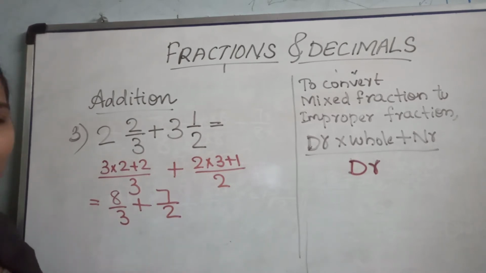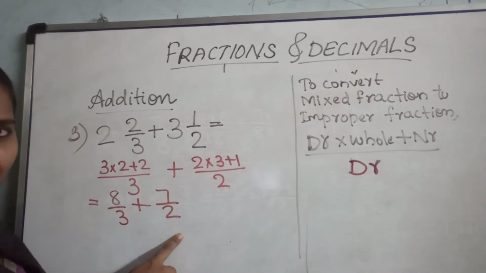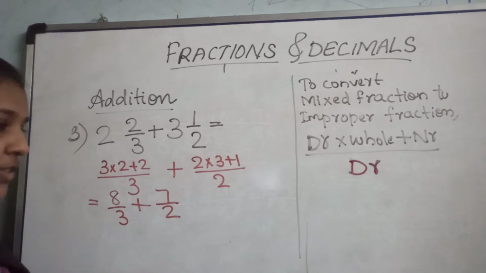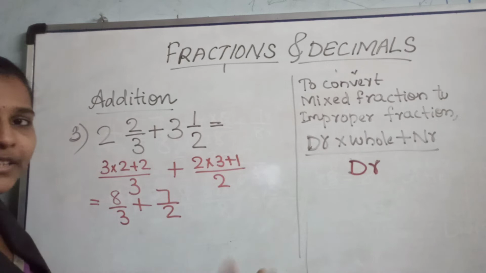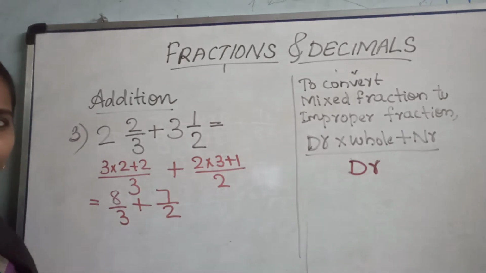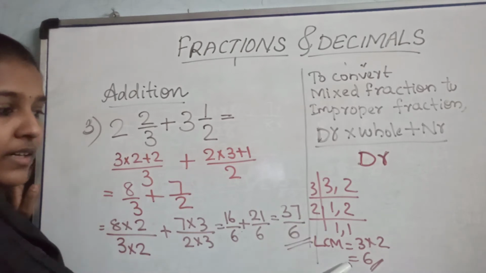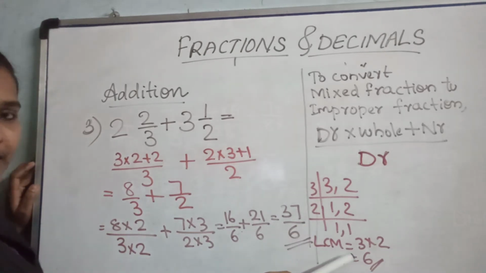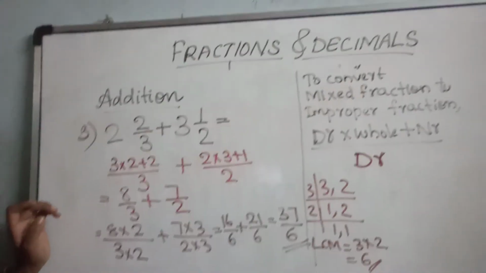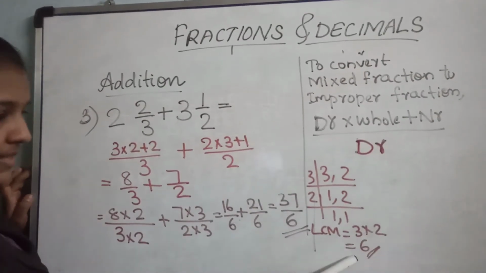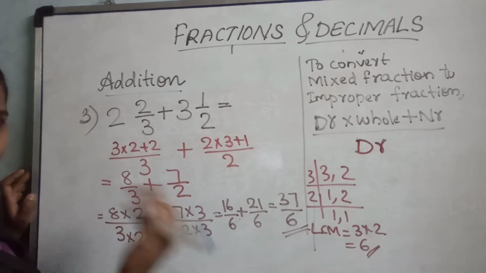Now we know how to add these fractions, isn't it? So these have different denominators. So we have to take the LCM of 3 and 2, and then we have to make the denominator the same, and after that you can add those fractions. So children, you can find out the LCM like this. You will get the LCM as 6. Then we have to make 3 as 6 and 2 also as 6.